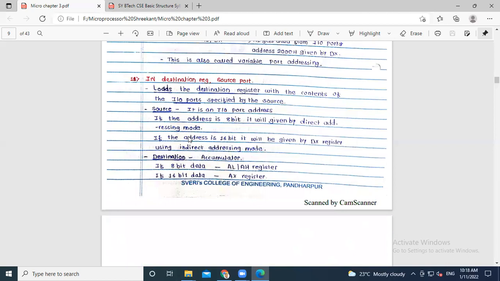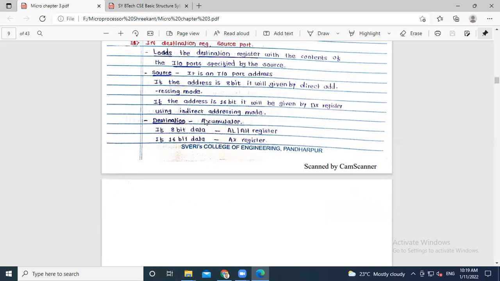It loads the destination register with the contents of the input and output ports specified by the source, and that source is the IO port address. If the address is 8-bit, it will be given by the direct addressing mode, and if it is 16-bit, it will be given in the DX register using indirect addressing mode, because in 16-bit, two sections 8 plus 8, DX is DH plus DL. The destination always has to be the accumulator, that is AL or AX.